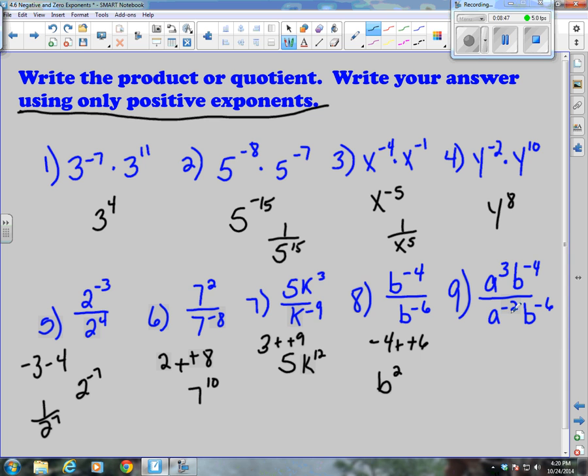One more here. I've got a to the 3rd over a to the negative 2. Let's do this to the side. 3 minus negative 2 becomes 5. That's a to the 5th. Then I've got b negative 4 minus negative 6. That becomes a plus. That becomes 2, b squared. Nothing wrong with these exponents. I'm through with my answer.